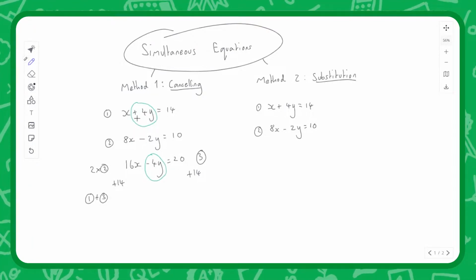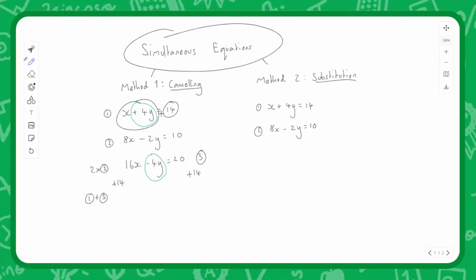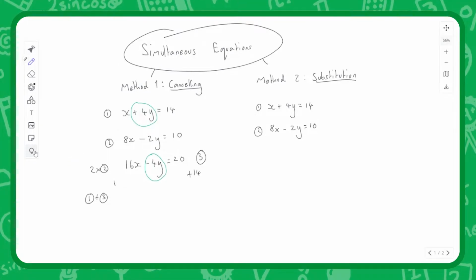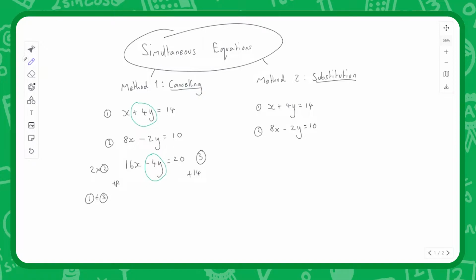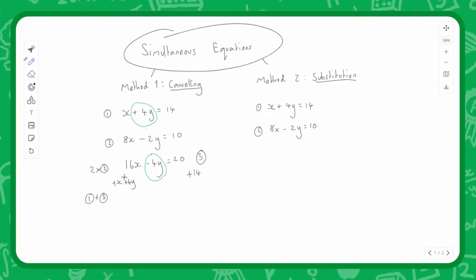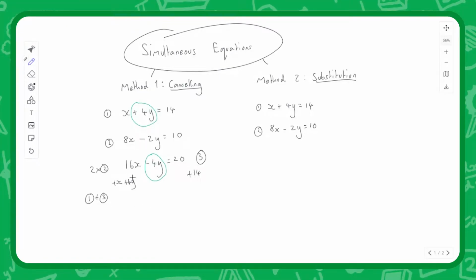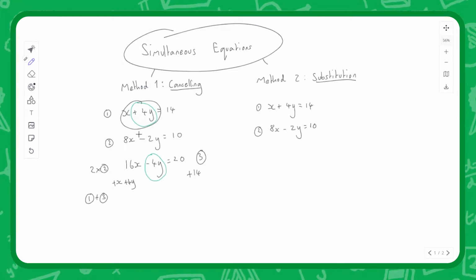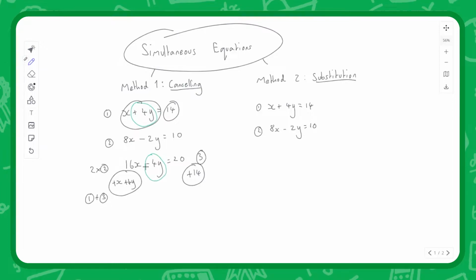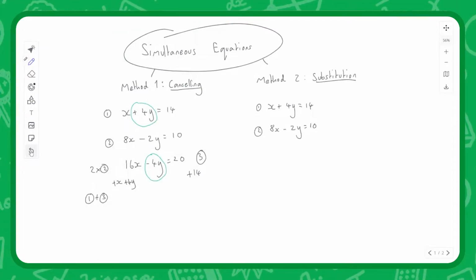Well, we know in this case that 14 is exactly the same as x plus 4y. We're told it from equation 1. And so instead of writing plus 14, I can write plus x plus 4y, and because they're the same thing, they're interchangeable. So what we end up doing is adding the left-hand side of equation 1 and the right-hand side of equation 1 onto this new equation, equation 3.